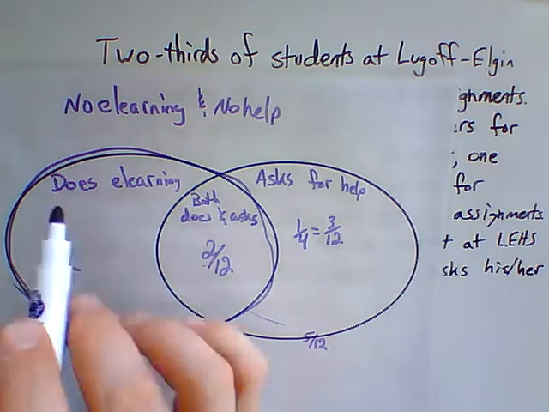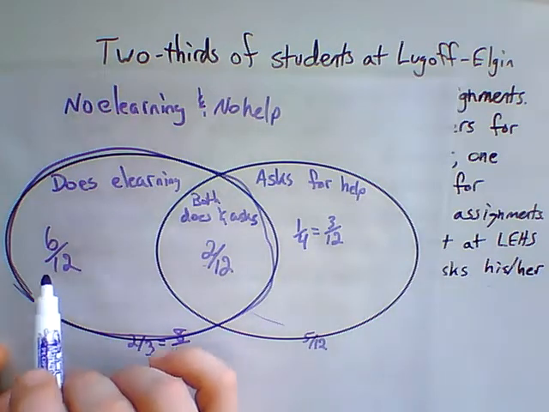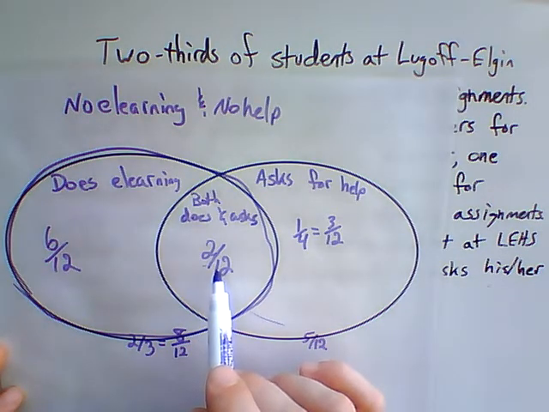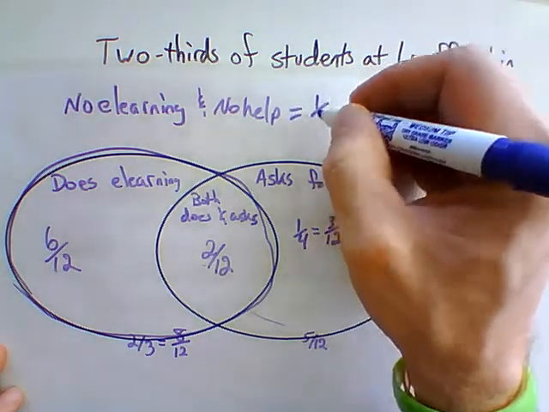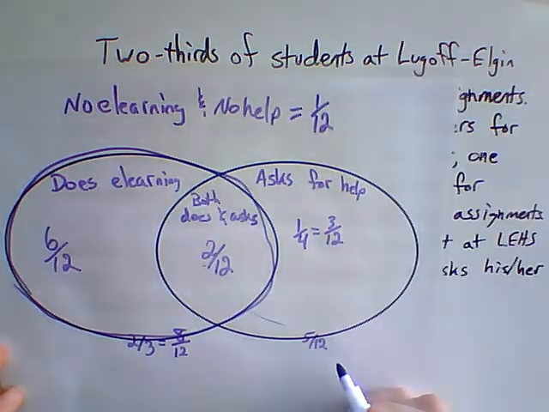Right? And the whole sheet has to add up to 1. So 6 out of 12, 2 out of 12, that's 8 out of 12. Another 3, that's 11 out of 12. That means this guy right here is the other 1 out of 12.